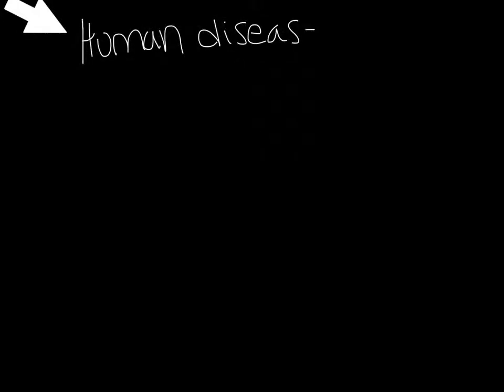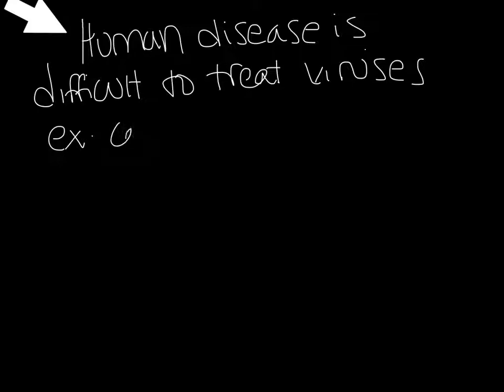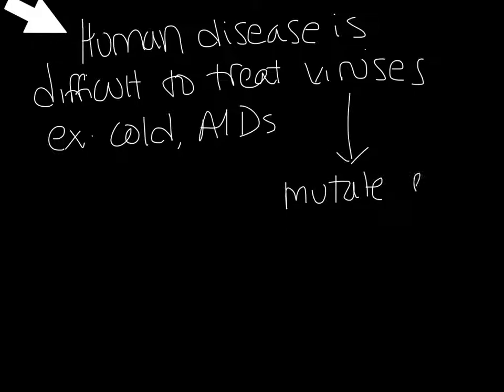So what does this mean for humans? Human disease caused by viruses is difficult to treat. What are some common diseases caused by viruses? Things like the cold, AIDS, and other viruses make it difficult to treat. That's because they're always mutating and changing. There's also no treatment, since a virus is not alive, you cannot use antibiotics.